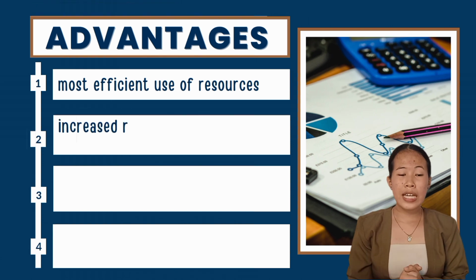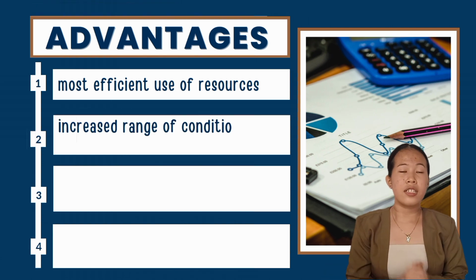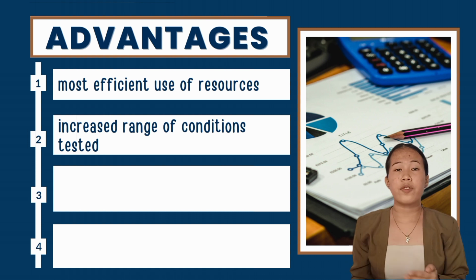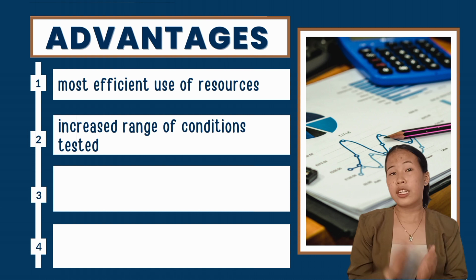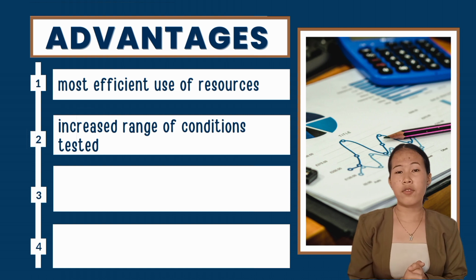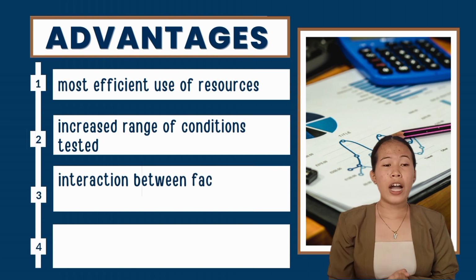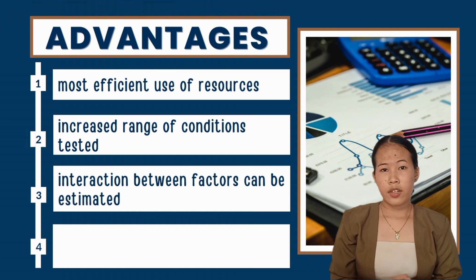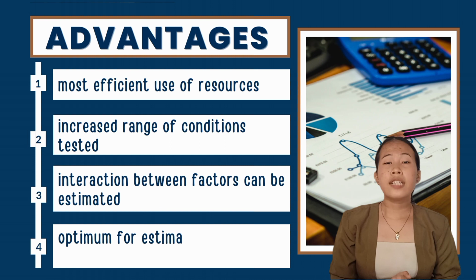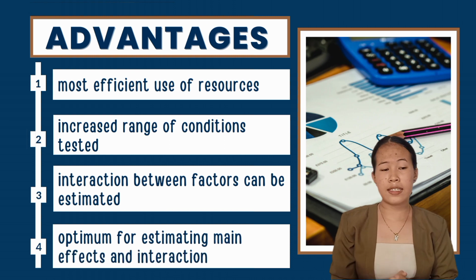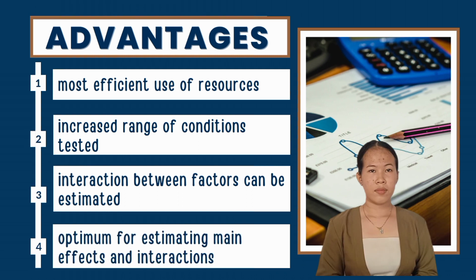Second, increased range of conditions tested. So, in factorial treatment structure, the range of conditions tested can be increased with a minimum outlay of resources. Third, the interaction between factors can be estimated. And fourth, a factorial structure of treatments is optimal for estimating main effects and interactions.